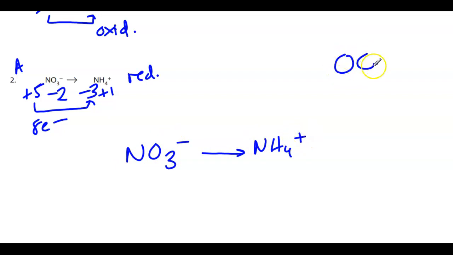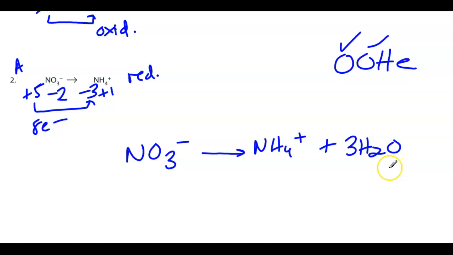All right, so other atoms first. The only thing that's here that's not hydrogen or oxygen is nitrogen. So that's already done. There's 1 and 1. Then we're going to do our oxygens. So we have 3 oxygens on the reactant side. So I need to add 3 waters to the product side to get 3 oxygens. So that's what we mean by add waters.